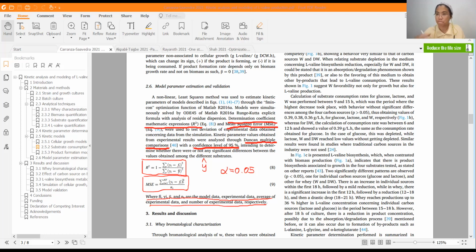So by seeing this, you know that they probably use the mean square errors to make it minimum, so that they can have the best fitting curve happen. Okay, so that is some part that involves statistics in this paper.